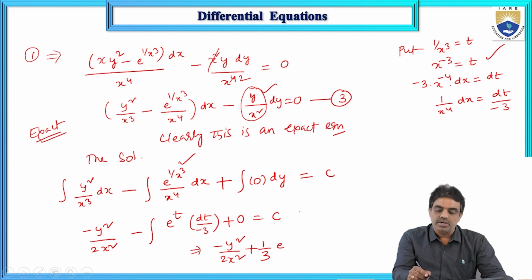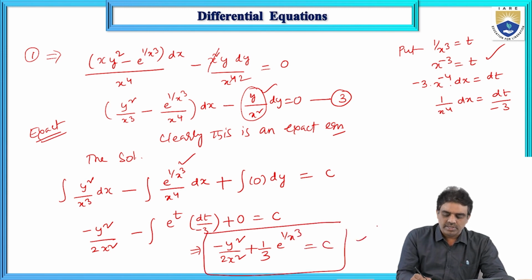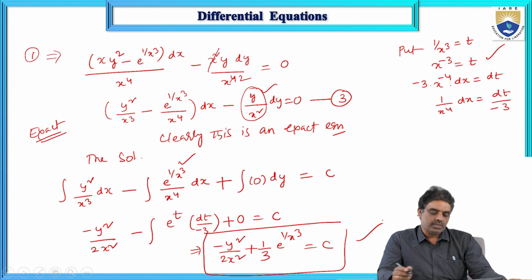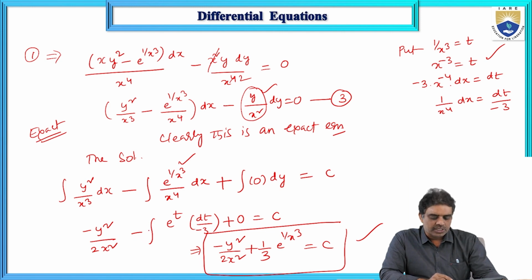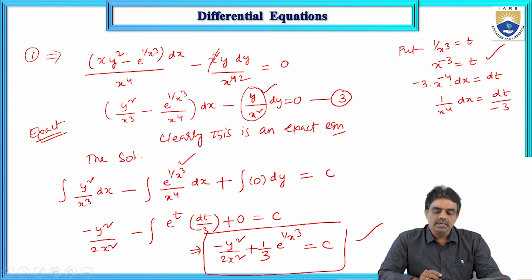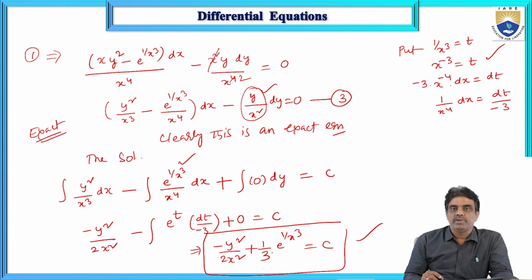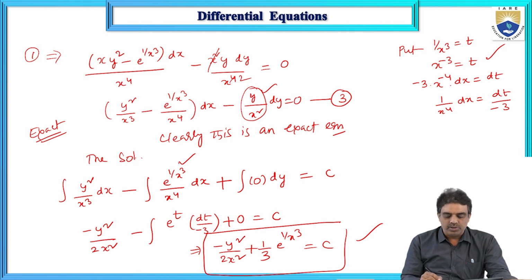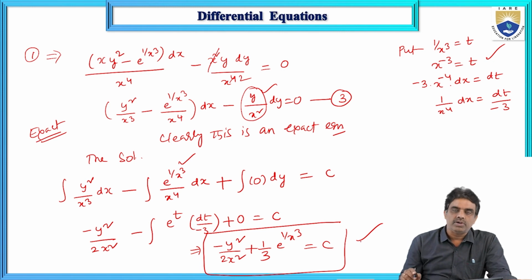What is e power t? What have I taken? 1 by x cube is equal to t. Here minus 3 in the denominator and it is minus 1 by 3, which means we will get plus 1 by 3, e power t dt. The integration is e power t, but t is 1 by x cube, so it is replaced by 1 by x cube. The solution will be minus y square by 2x square plus 1 by 3 of e power 1 by x cube is equal to c, which is the required solution of the given differential equation.